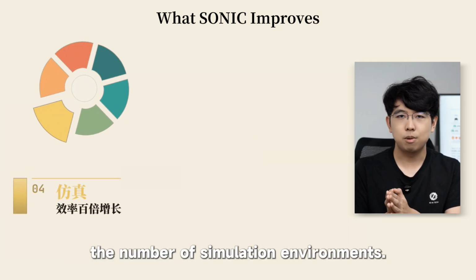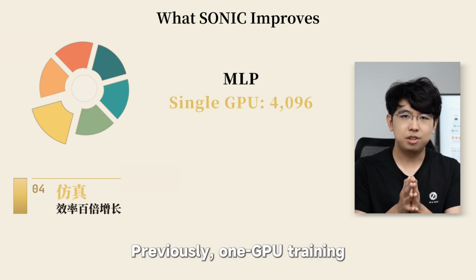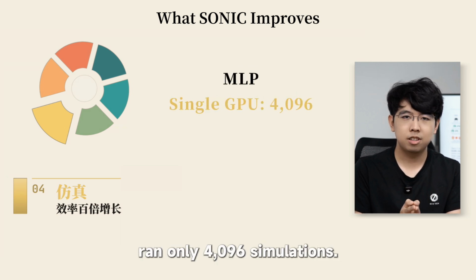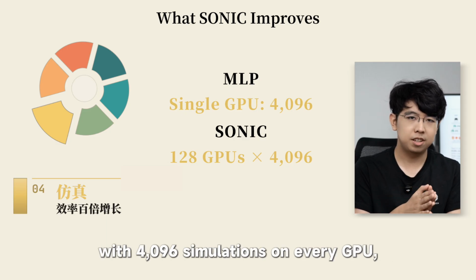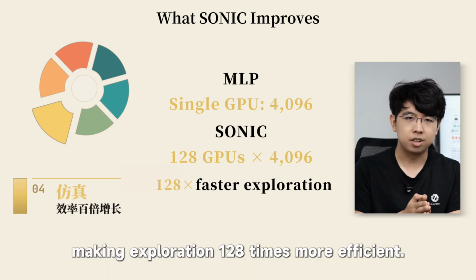Now consider the number of simulation environments. Previously, one GPU training ran only 4,096 simulations. SONIC trains on a 128 GPU server cluster, with 4,096 simulations on every GPU, making exploration 128 times more efficient.